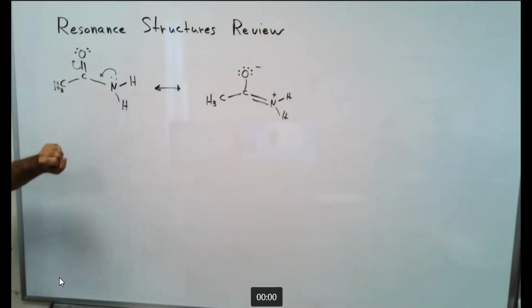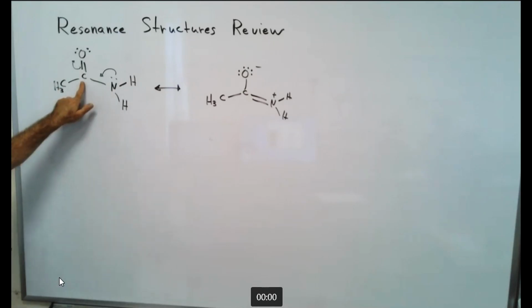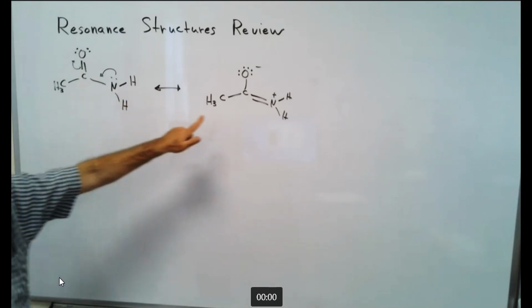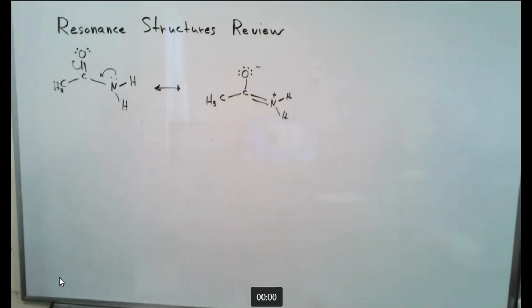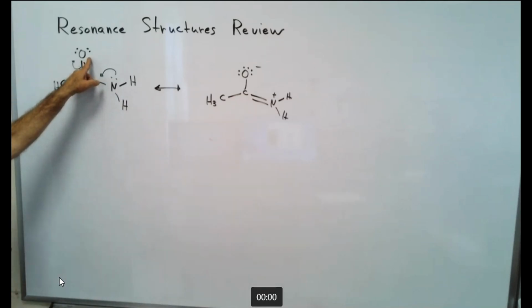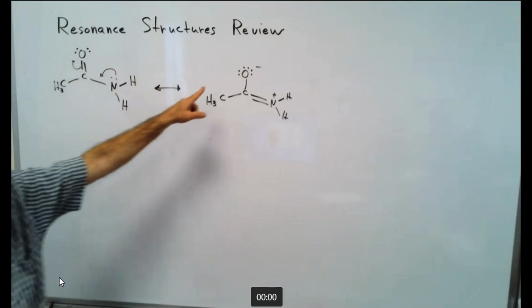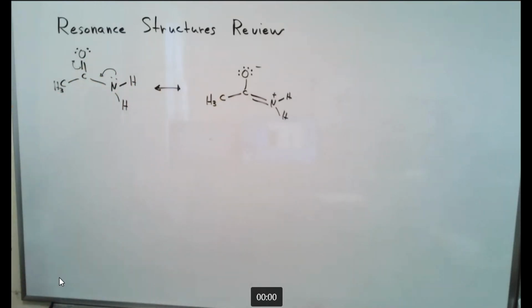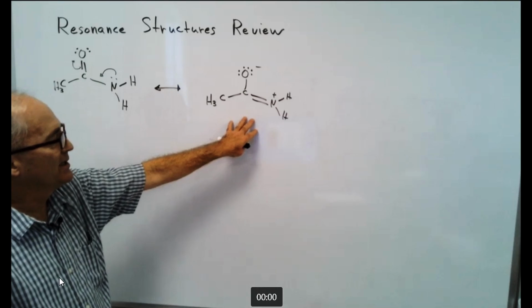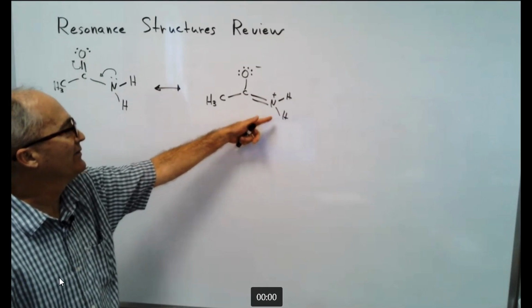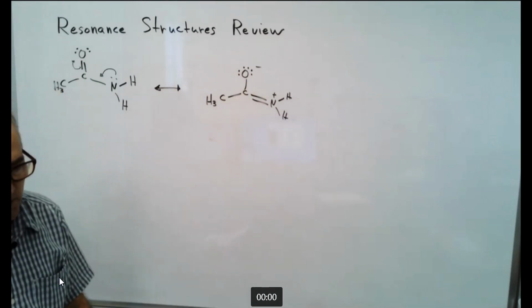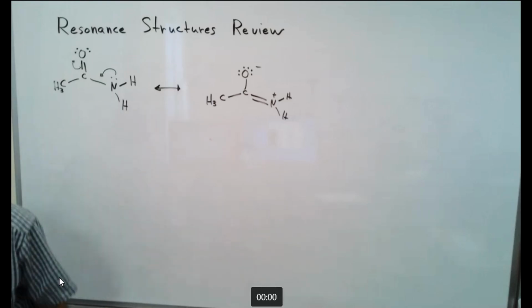We moved a lone pair. We moved some pi bond electrons. This carbon could play the game because it's sp2 hybrid. And this oxygen went from being sp2 to sp3. And this probably isn't a major form because we have 2 different charges on the same molecule. We learned that that's not a favorable thing.